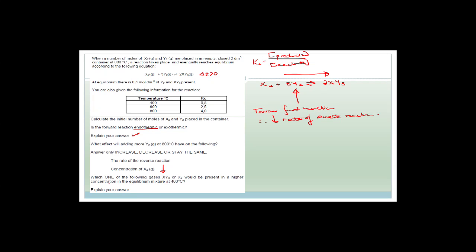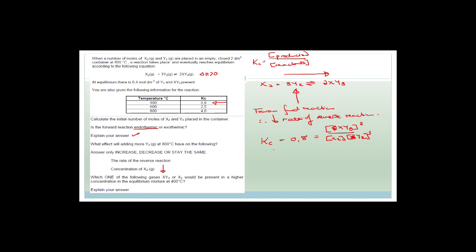Finally, it says, which one of the following gases, XY3 or X2, would be present in a higher concentration in the equilibrium mixture at 400 degrees Celsius? Okay, so your Kc in this case is 0.8 at 400 degrees Celsius, which is again equal to the concentration of 2XY3 over X2 multiplied by Y2 cubed.